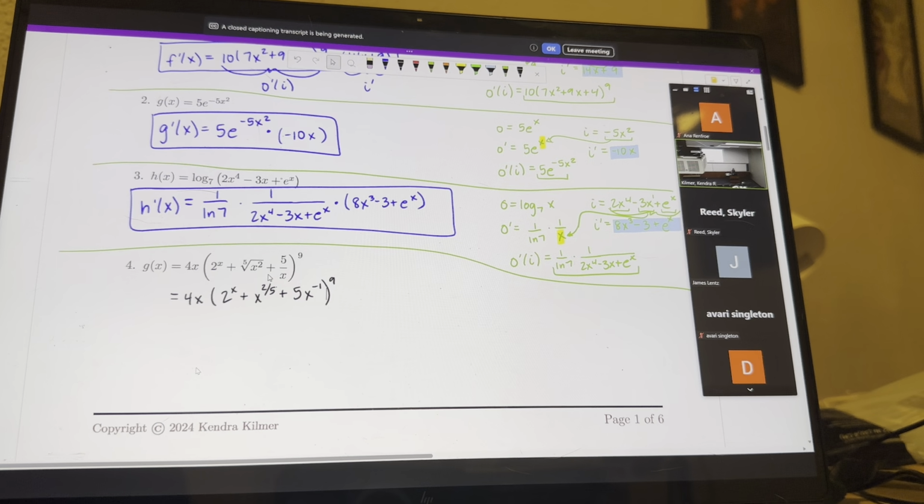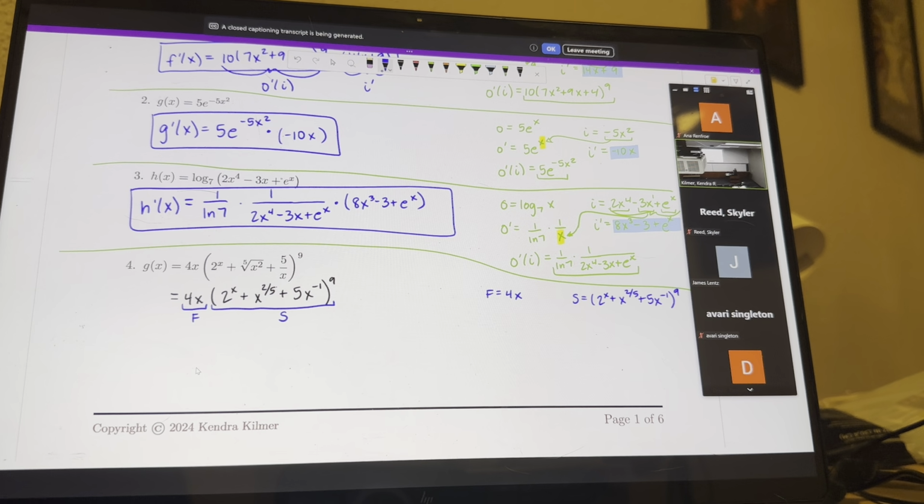Okay, so now we see that this 4x is my first function, and then this whole function raised to the power is my second function. So I'm going to come off to the side, and now instead of identifying my O and my I's, I'm going to identify my F and my S. So my first function is 4x. My second function is 2 to the x plus x to the 2/5 plus 5x to the -1, all raised to the 9th power. Okay, so we need to find the derivative of each of those.